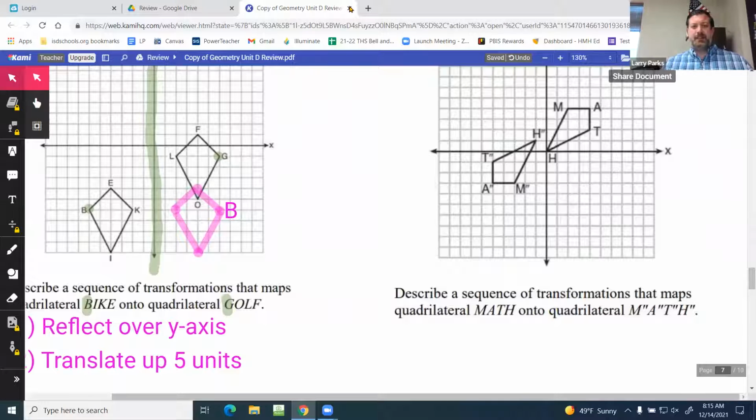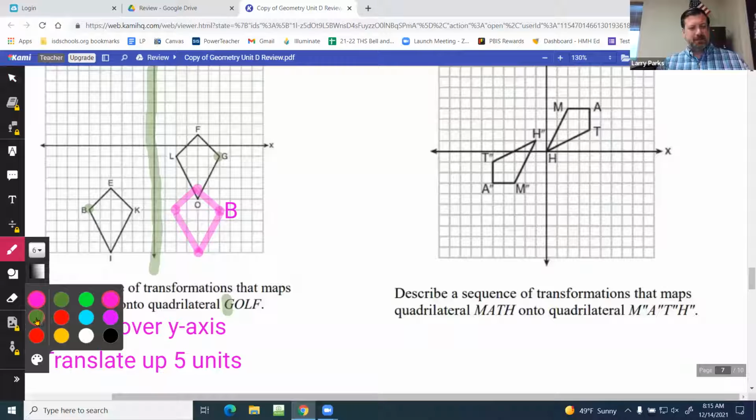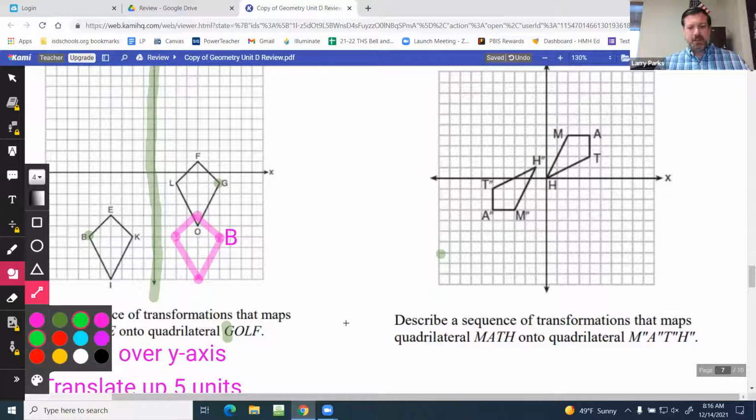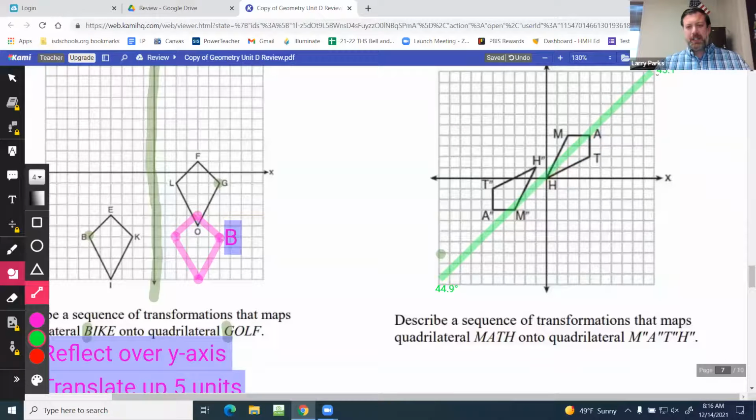All right. How can I get math onto math? So first, I'm thinking maybe reflect it. We could do over this line. So there's a few different things I could do. If I reflect over this line, sorry about that. But if I reflect over this line, would that help?